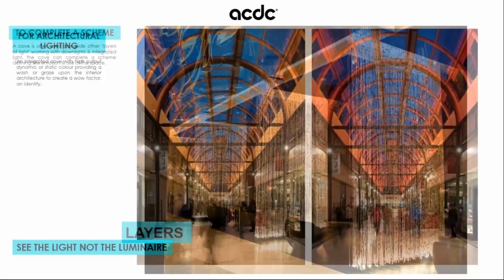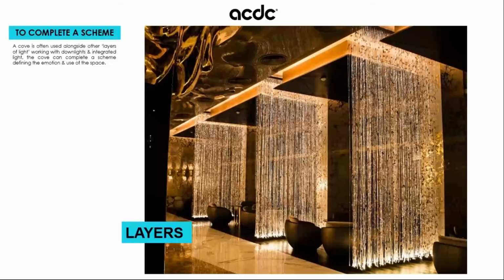So a cove completes a scheme. A cove is used with downlights, with decorative, and it really helps to be one of those layers of light to really define the look, the feel, our emotional connection with a space, whatever that space is.